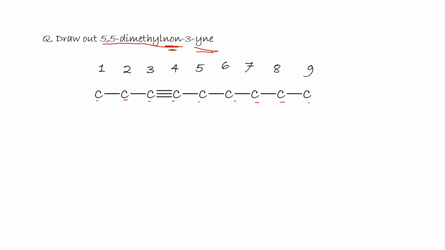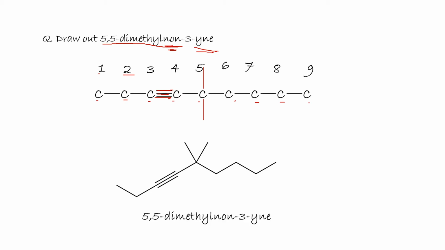And when we number it from this side, fine. And on carbon 3 we write the triple bond. And then we insert on carbon 5 dimethyl. So here we are, that's the structure. We just fill in the hydrogens. That will be the compound 5,5-dimethylnon-3-yne.